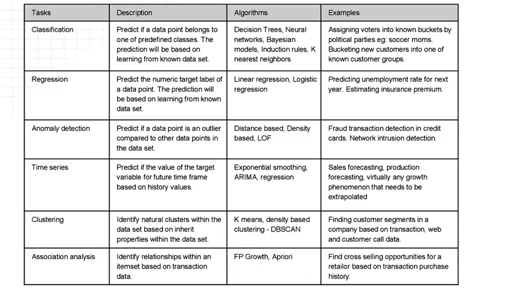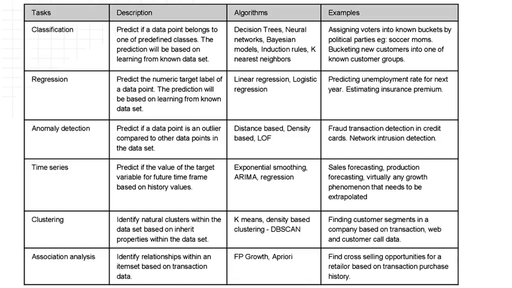Then there is another task called clustering. It is like a natural cluster of things, cluster of data based on similar properties. The best algorithms for these are k-means, density based clustering. And if you want to use this algorithm, a use case is finding customer segments in a company based on transaction or web and customer call data.